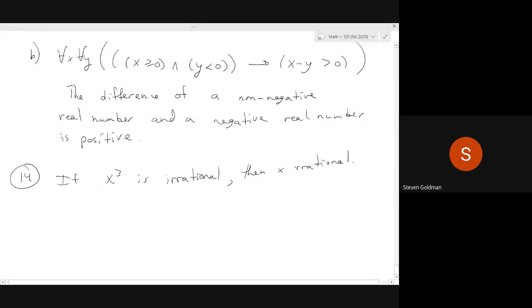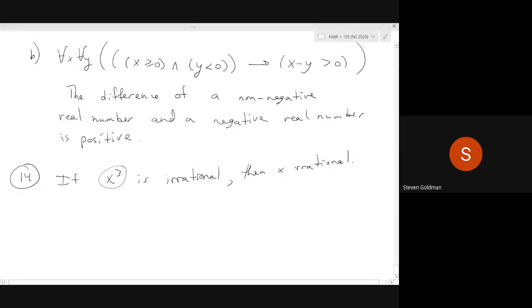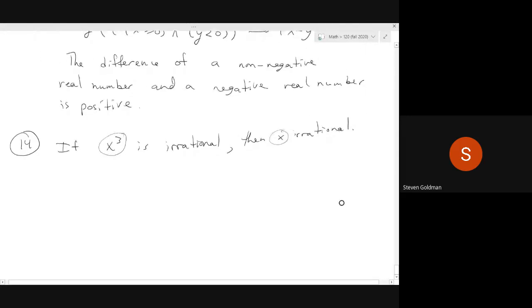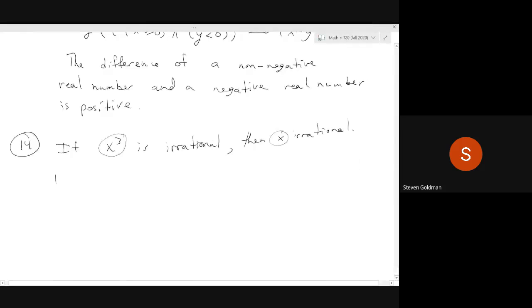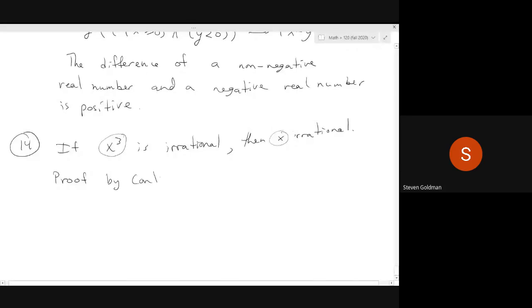And remember, I told you that in general, if the hypothesis has an expression that's more complicated than the conclusion, try an indirect proof, right? So here, x cubed is an expression a little bit more complex than x. So let's try an indirect proof here. What I'm going to do is use a proof by contraposition. If you did a proof by contradiction, that works as well. So either one would have been fine. But here, let's do this by proof by contraposition.